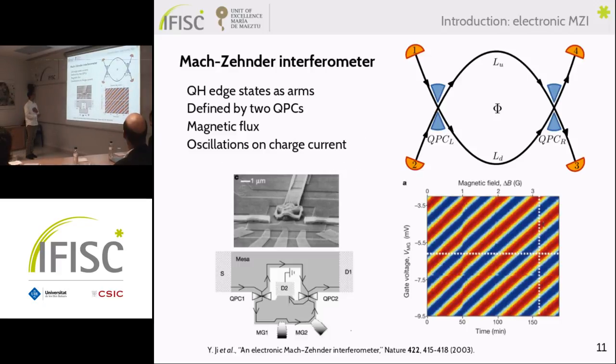So first of all, it's the Mach-Zehnder interferometer. It's built in a quantum Hall system and is the electronic equivalent of the optic Mach-Zehnder interferometer, where two quantum point contacts act as mirrors and the quantum Hall edge states act as arms of the interferometer. Also, since we are in the quantum Hall regime, this encloses a magnetic flux. And this has as a consequence that when we apply a voltage between the input and the output, the charge current has oscillations both with the magnetic field and with the detuning of the two arms of the interferometer.